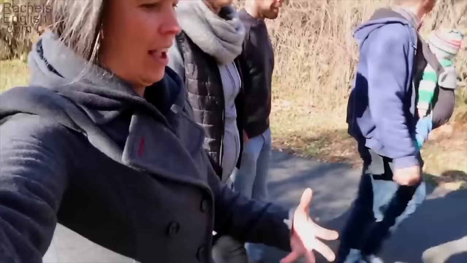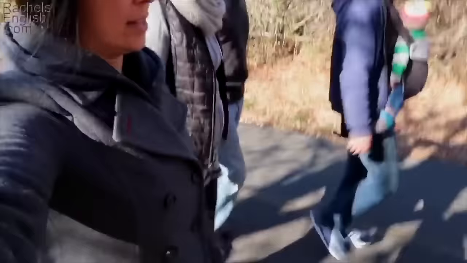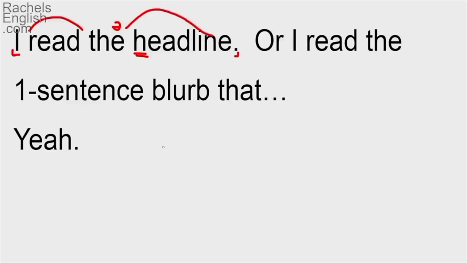Or I read the one sentence blurb. Or I read the one sentence. I put a little break here while I'm thinking of what word to say. The word or, this often reduces to er, I read. I don't reduce it here.